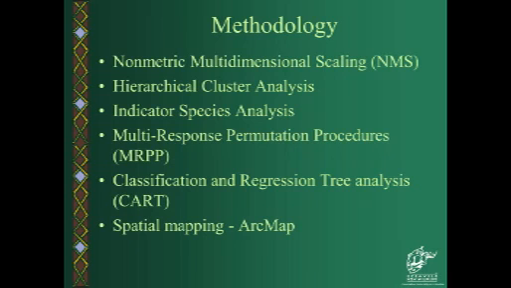I then used hierarchical cluster analysis to create groupings of those floristic plots, and then indicator species analysis to objectively identify where to prune the dendrogram. I used multi-response permutation procedures to test for statistical significance between those groupings. I then wrote those groupings into the environmental table, which got fed into CART, classification and regression tree analysis, and that was used to identify the thresholds of the environmental variables. Once those thresholds were identified, I could then do the spatial mapping of the communities.